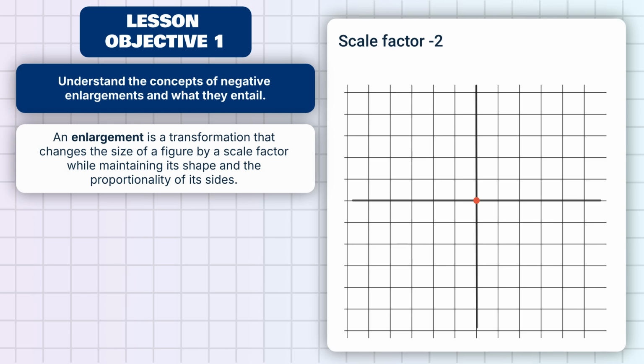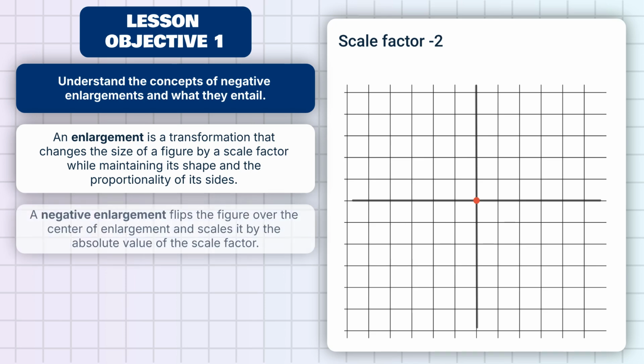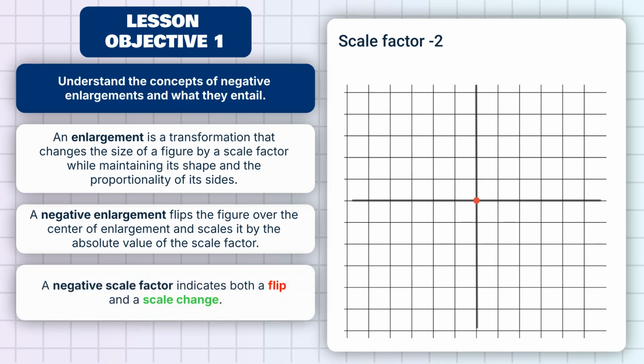Recall that enlargement is a transformation that changes the size of a figure by a scale factor, while maintaining its shape and the proportionality of its sides. A negative enlargement flips the figure over the center of enlargement and scales it by the absolute value of the scale factor. A negative scale factor indicates both a flip and a scale change. For example, a scale factor of -2 means the figure is enlarged by a factor of 2 and flipped over the center.